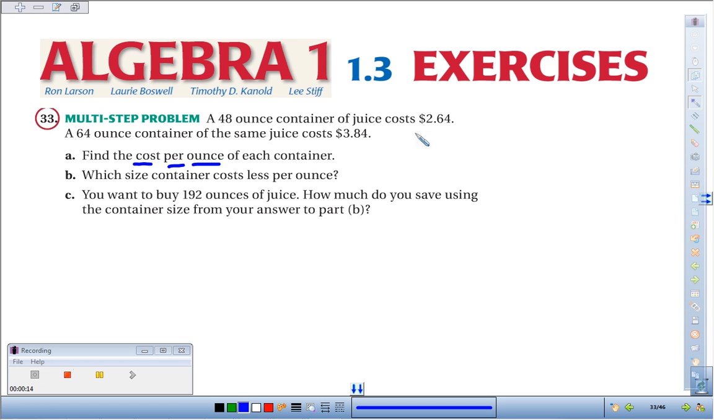A lot of times, you go to the grocery store, you'll see apples and they cost dollars per pound. Or you go to the gas station, dollars per gallon. So in this case, we're supposed to find the cost per ounce for each container. Let's do the 48-ounce container first.